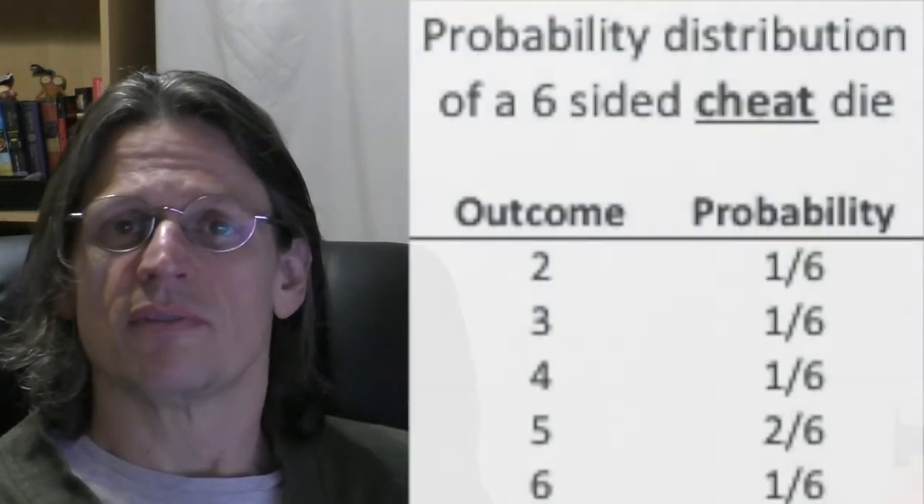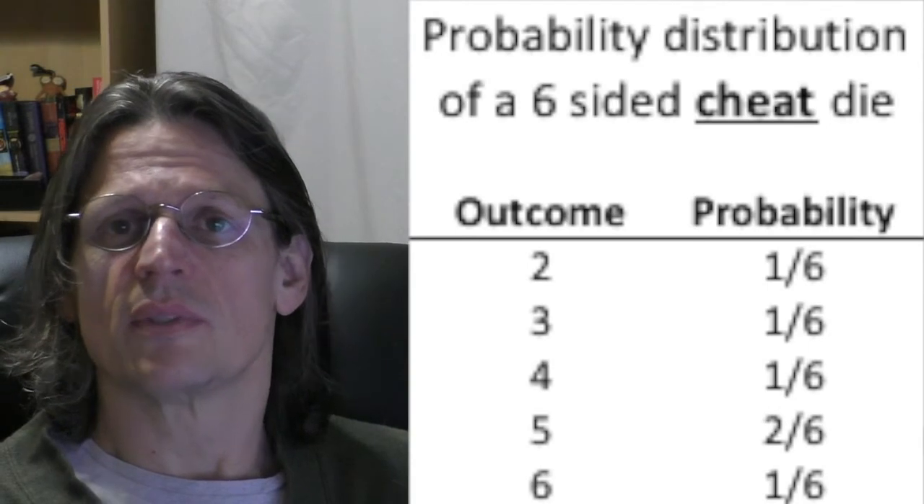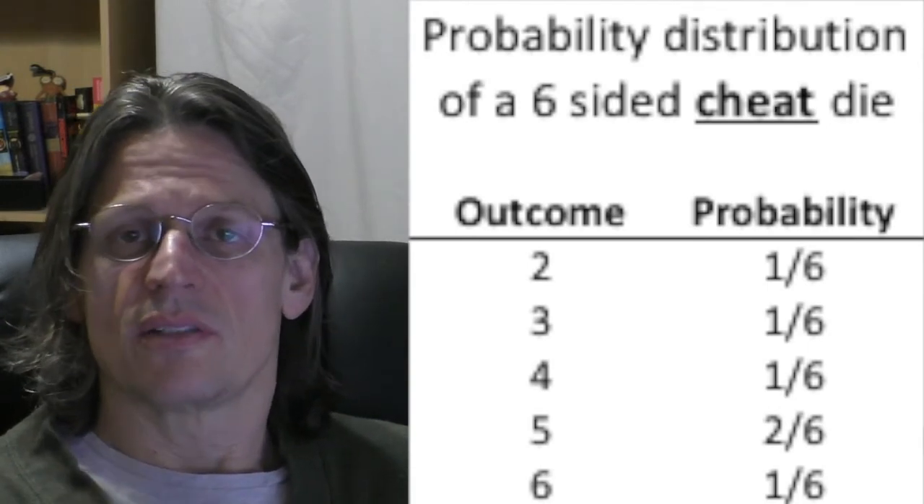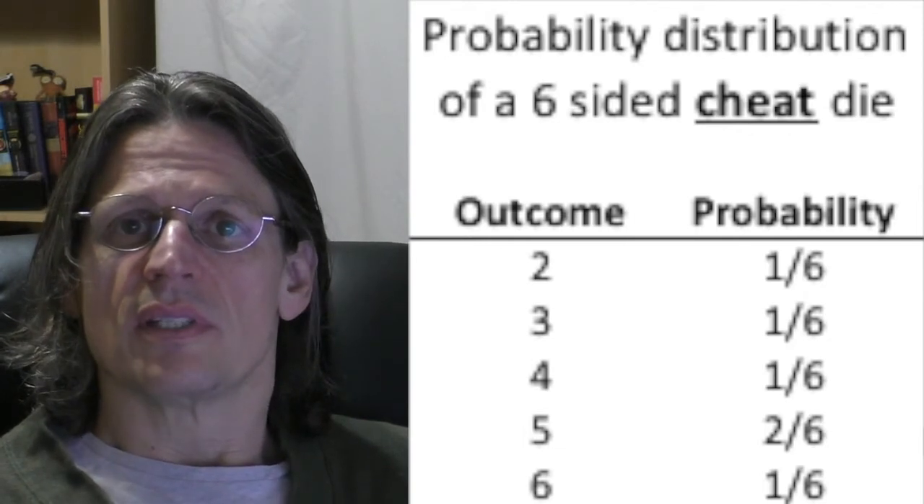Okay, the probability distribution of that one looks like this. Probability of 2 is 1/6, probability of 3 is 1/6, probability of 4 is 1/6. The probability of 5 is 2/6 or 1/3, and the probability of 6 is 1/6. Okay, that's a probability distribution.